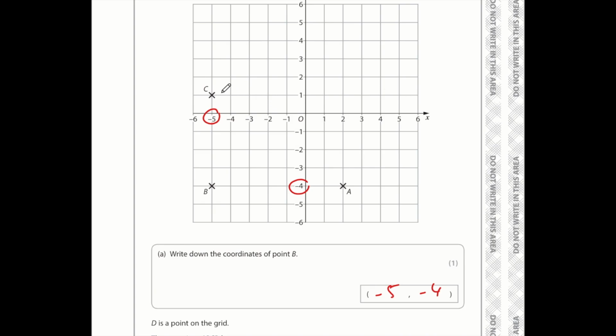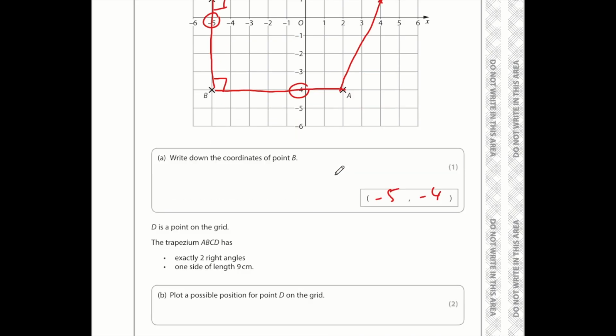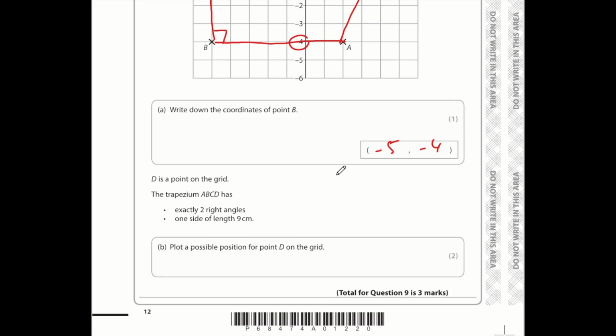The key feature of a trapezium is it has one pair of parallel sides. So if this has 2 right angles, then this is one obvious right angle here, and if I do another right angle here, now I just need to make sure that this is 9 centimeters long, or 9 units rather. 1, 2, 3, 4, 5, 6, 7, 8, 9. So there is D there, and there we go. There is my trapezium.